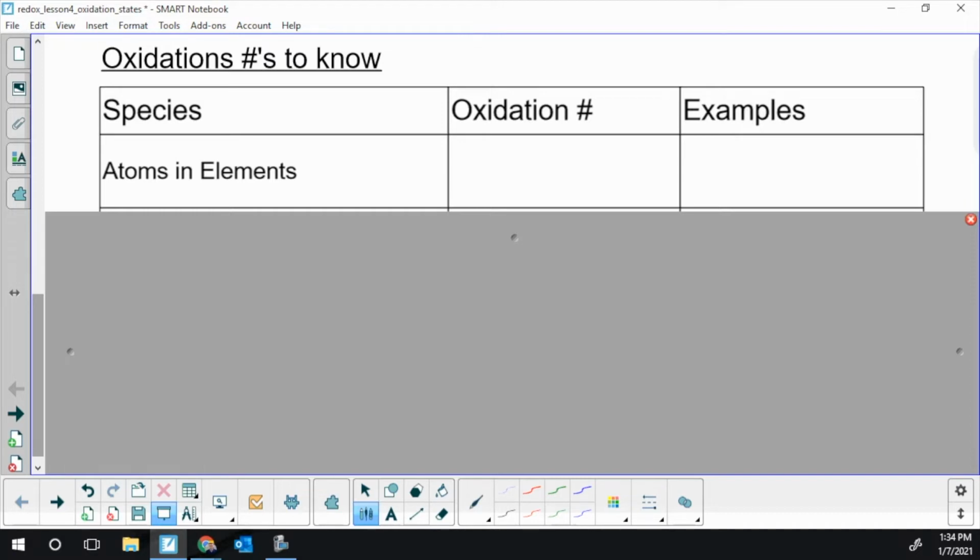So atoms in their elemental form, or atoms in elements, this is when you have just one type of element. So maybe you have Cl2, just chlorine, it's a diatomic, or just oxygen, or a metal, maybe you have just copper, or just zinc. That's what I mean by atoms in their elemental form. Hydrogen gas, maybe. Anytime you have just one type of atom in its elemental form, its oxidation number will always be 0.